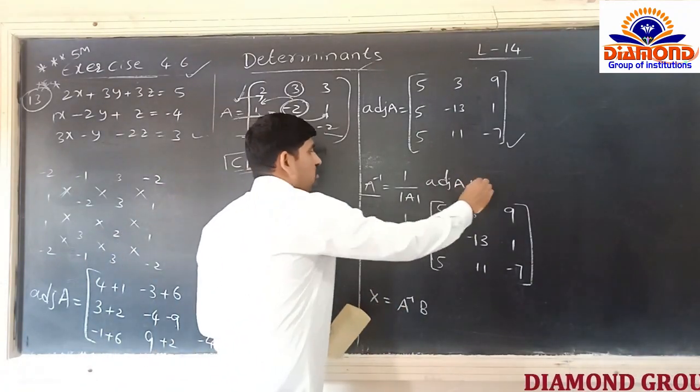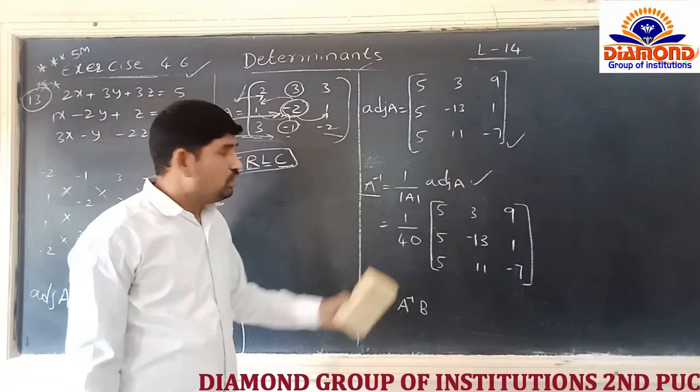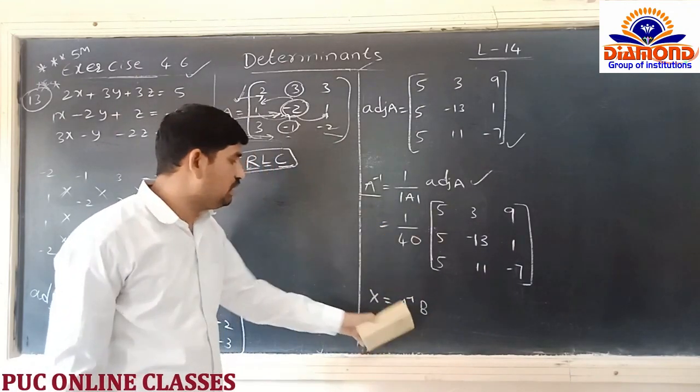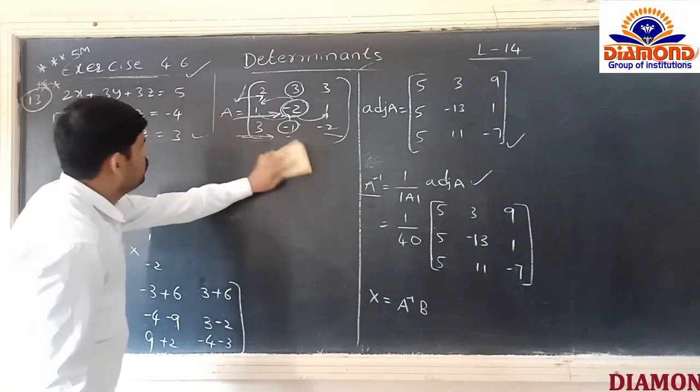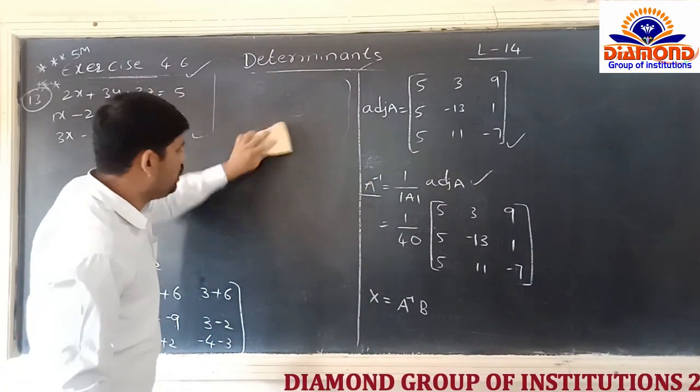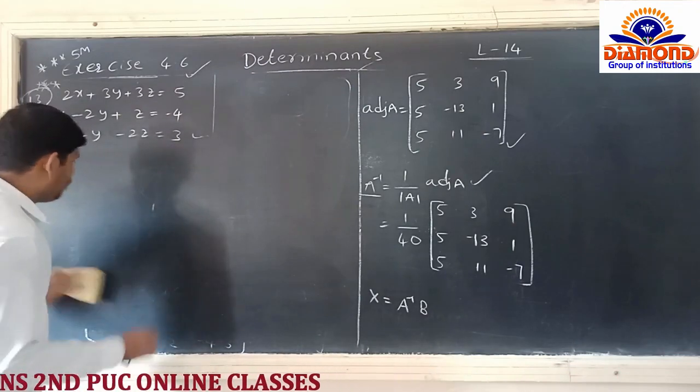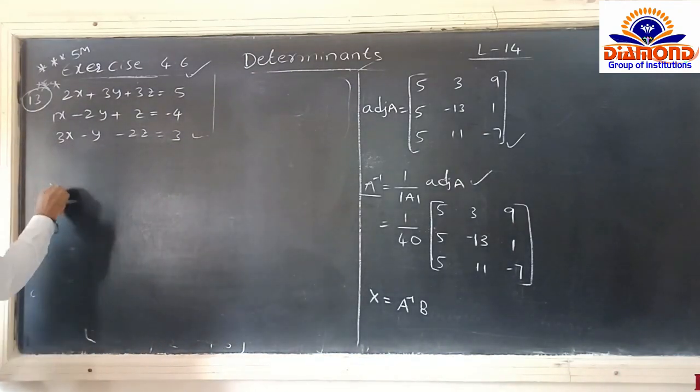This is the A inverse, and we have the matrix B also. Just we can substitute the A inverse and B matrix here. See, I am going to substitute the A inverse matrix, and after that the B matrix also. Now we will get X is equal to.